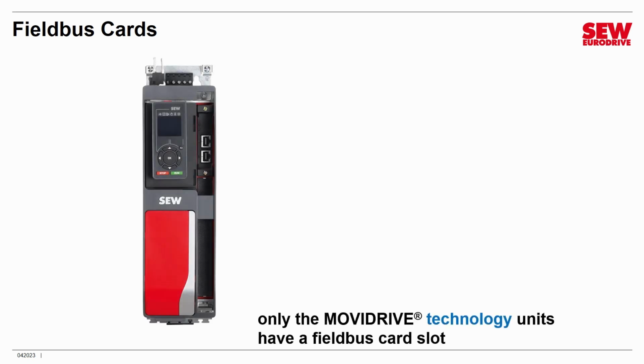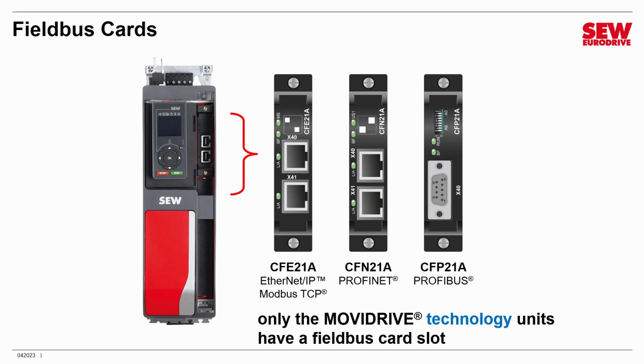All right, what about field bus cards? Well, of course, as you know, MOVI-Drive System and MOVI-Drive Modular get field bus communications through their controllers, but MOVI-Drive Technology has a field bus card slot, and you can order it with different field bus cards. These are the cards available. There's a combined Ethernet IP and Modbus TCP card. That's a very popular one.